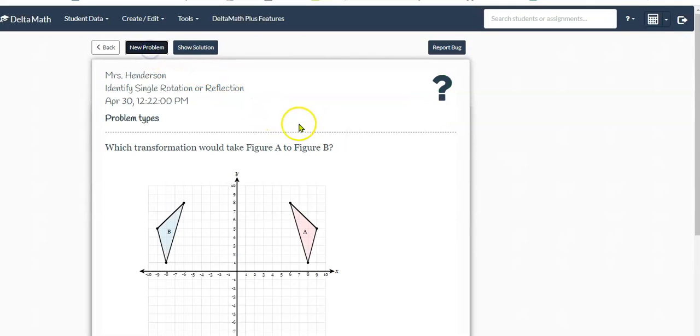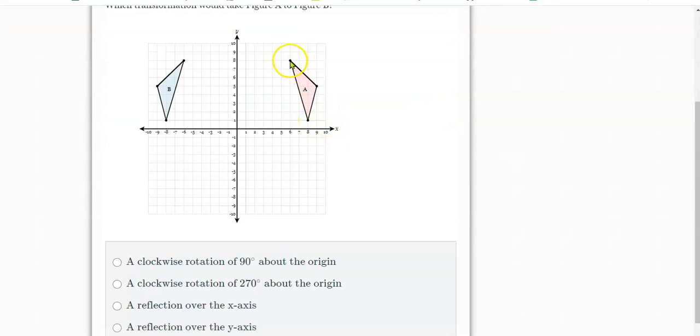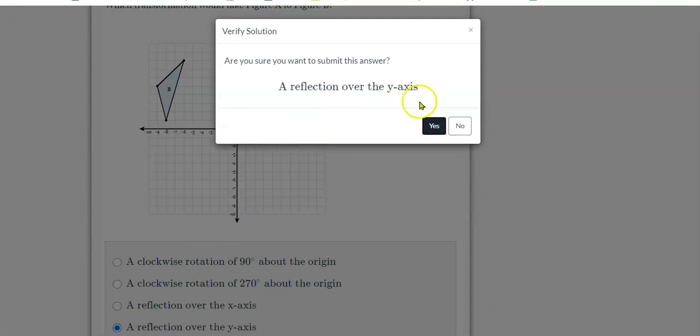All right, let's try this next one. 1, 2, 3, 4, 5, 6 units from the y-axis, -1, -2, -3, -4, -5, -6 units to the left of the y-axis. That's a perfect reflection. If they are the same amount of units away from the line of symmetry, then it is a perfect reflection over the y-axis.